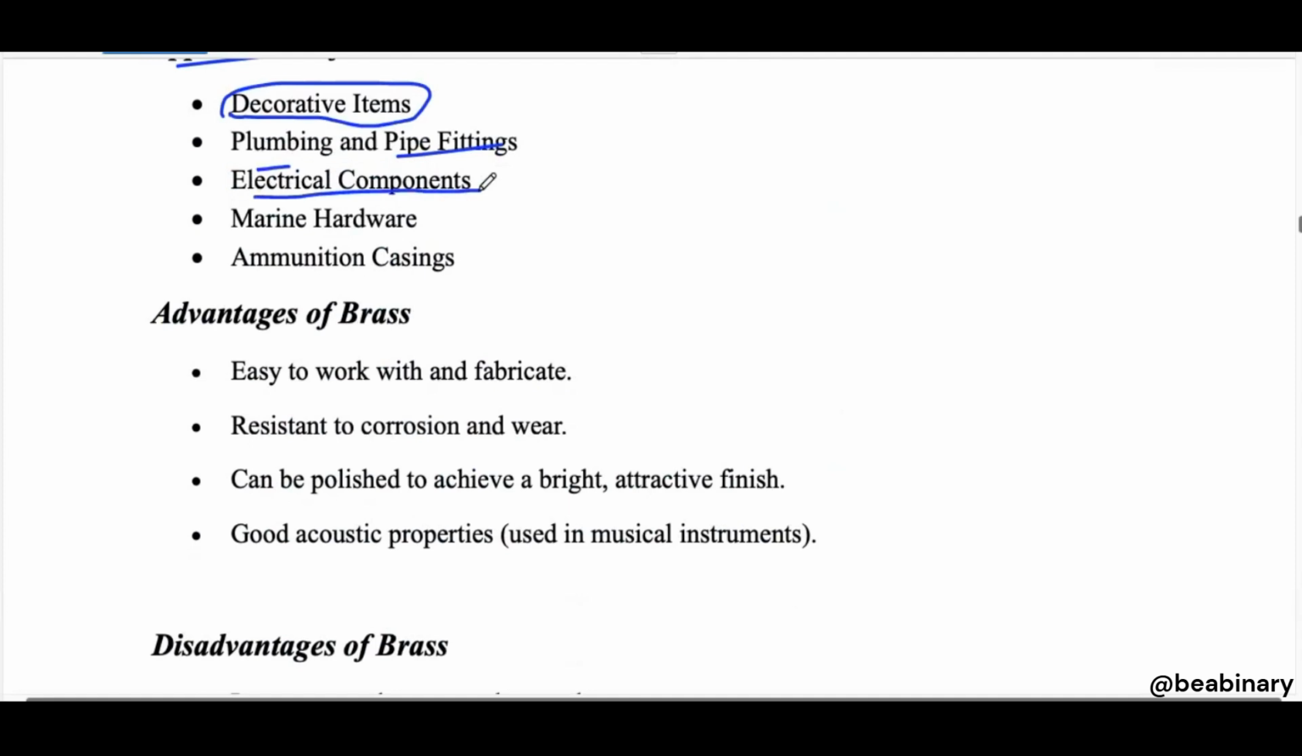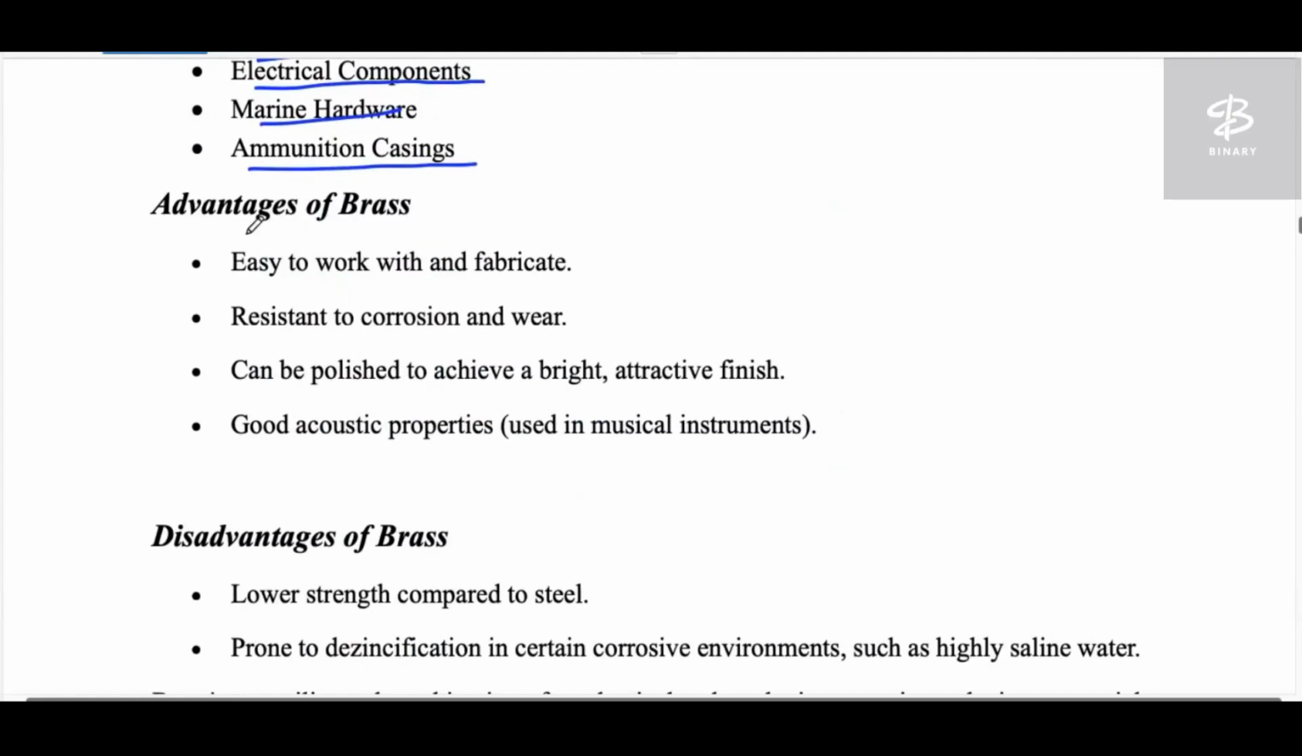Why electrical components? Because they do not have as much conductivity as copper, but it has a moderate conductivity, so that we could use it in electrical components, right? Marine hardware and illumination castings. What are the advantages of the brass?